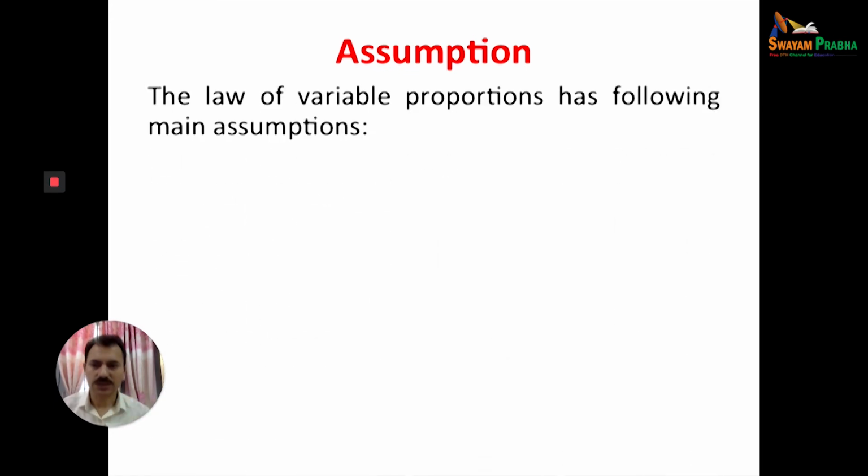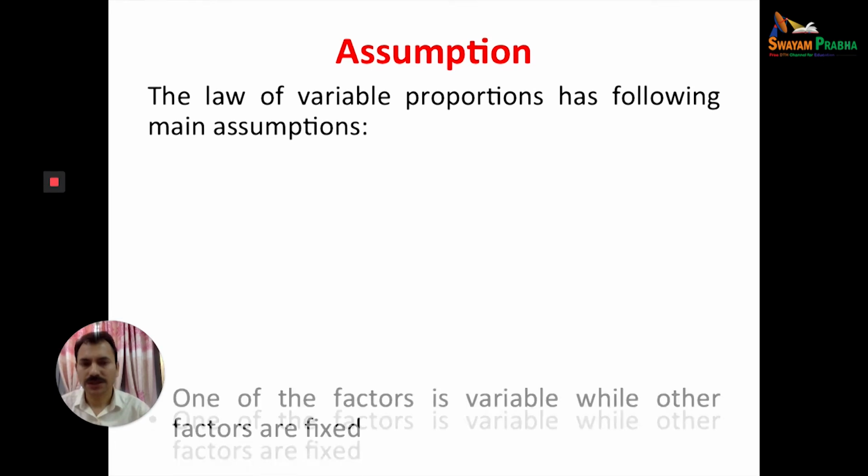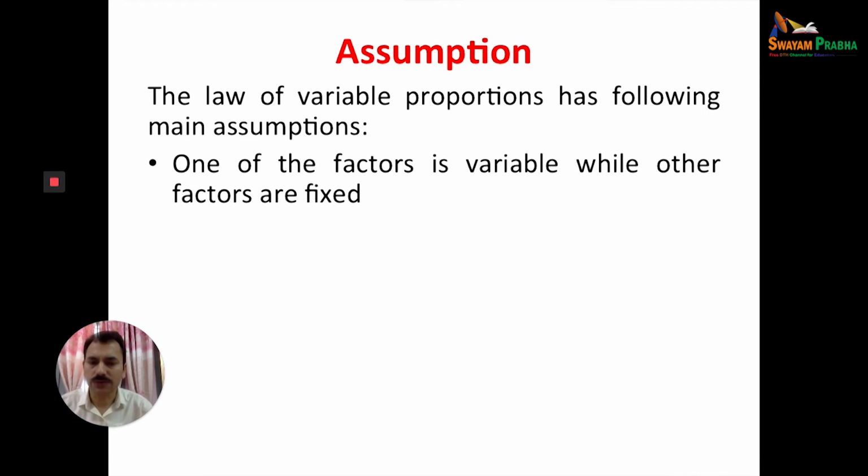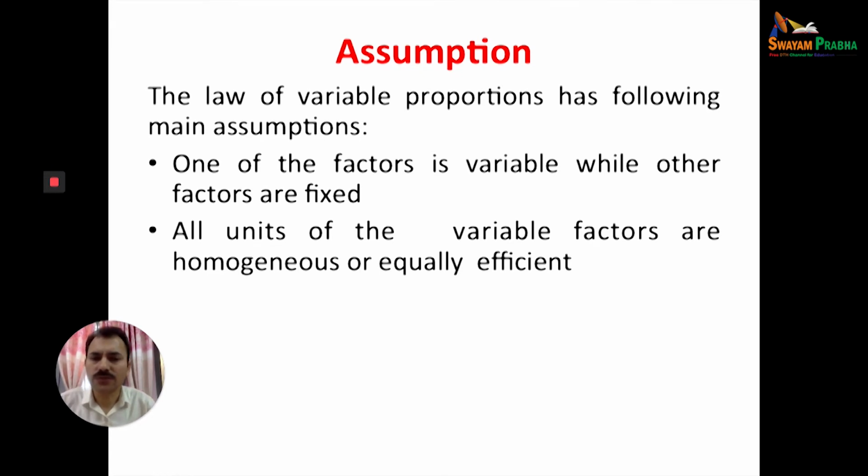So this law is based on some assumptions, and only when we assume these assumptions will this law be applicable. The main assumptions are: first, one of the factors is variable while others are fixed. We have to assume that only one factor of production, say labor, is variable and other factors are constant. Second assumption: all units of the variable factor are homogeneous, or equally efficient. They have equal quality and equal capacity to produce the commodity. Although this is a limitation of this law, since labor cannot be fully homogeneous, we have to assume it.